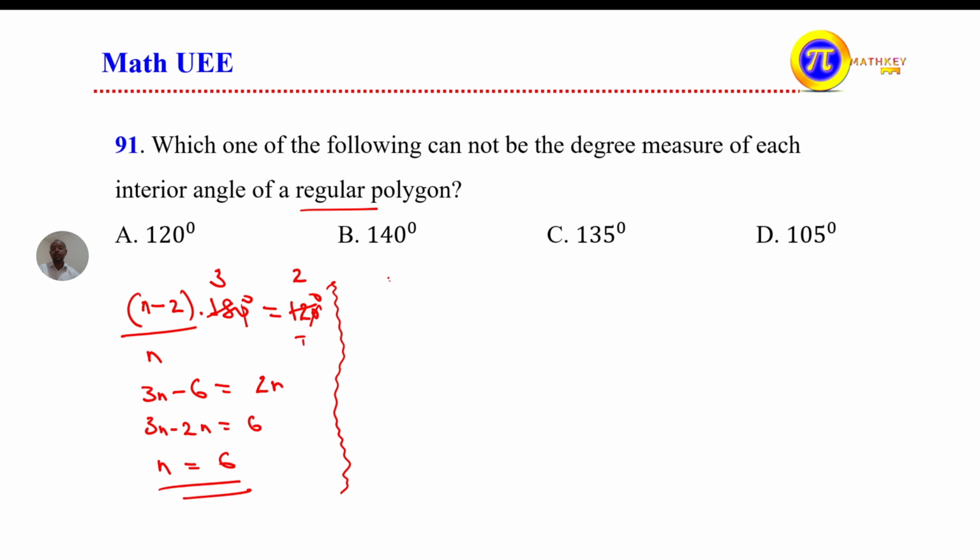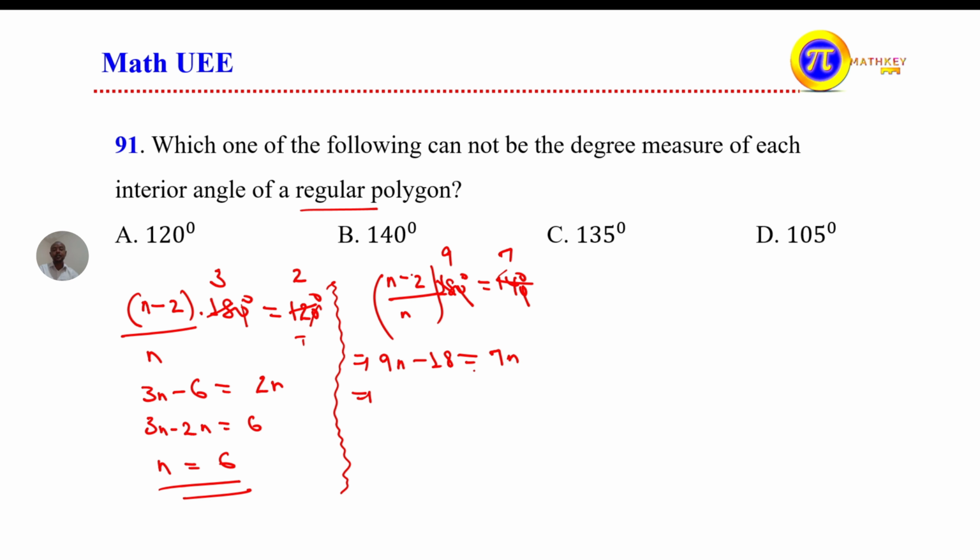Similarly, for the second one, (n minus 2) over n, the whole times 180 degrees, must be 140 degrees. As we did before, we cancel 0 by 0, divide by 10: 18 divided by 10... 14 divided by 2 is 7, and 18 divided by 2 is 9. As we did before, this becomes 9n minus 18 must be equal to 7n.